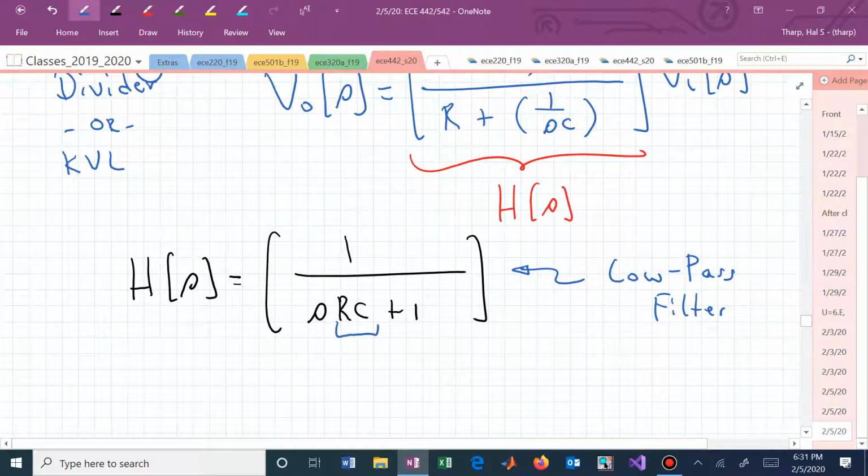And what is this RC? What have you referred to that before as? RC. That's my RC time constant. So this RC is your time constant tau of the filter.